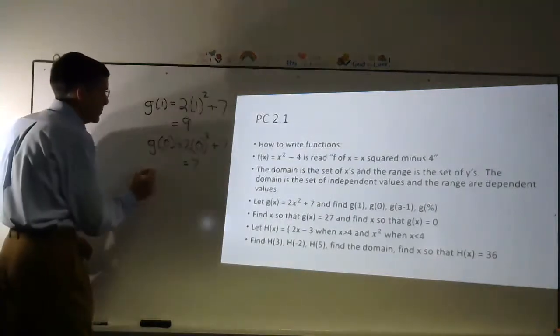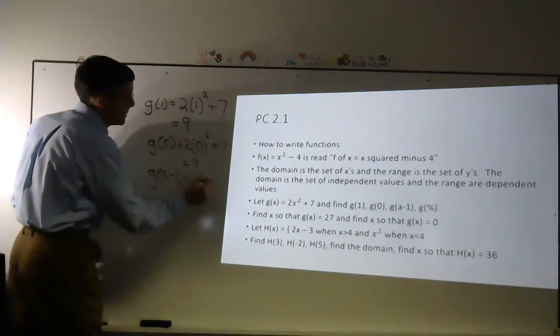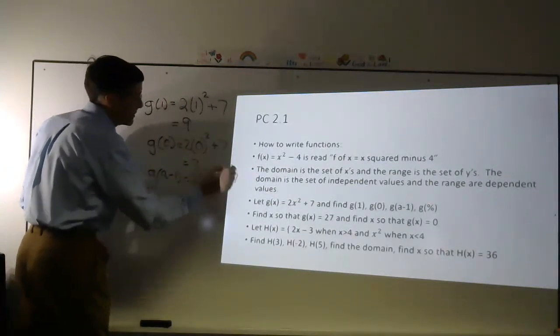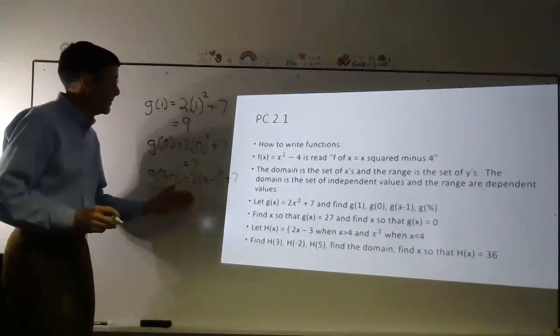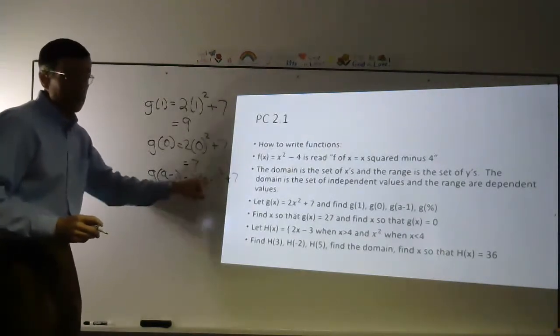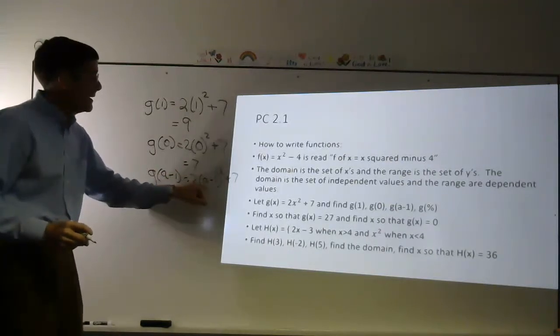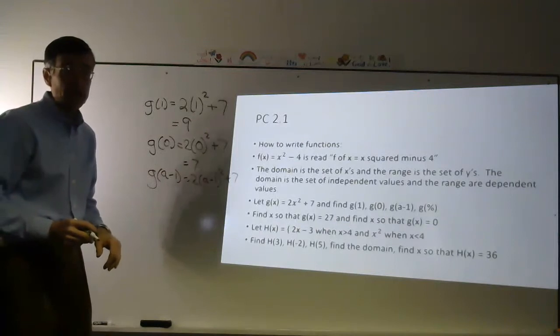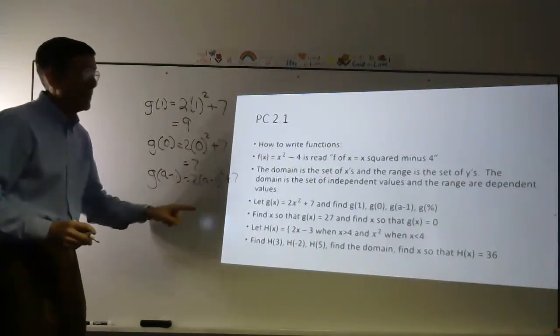G of a minus 1. G of a minus 1 is 2 times a minus 1 squared plus 7. Okay? Now, we got a little bit of work to do. We have to square this out. Please excuse my dear Aunt Sally. We do exponents first. I got to take a minus 1 times a minus 1. Okay? Can you do that in your head?